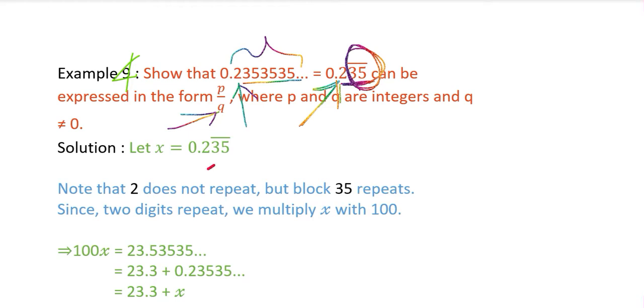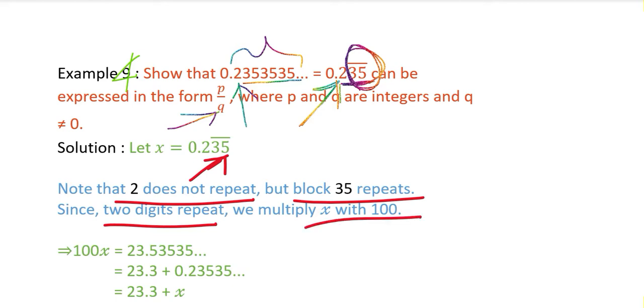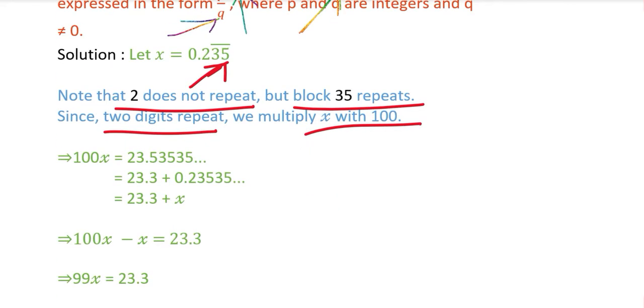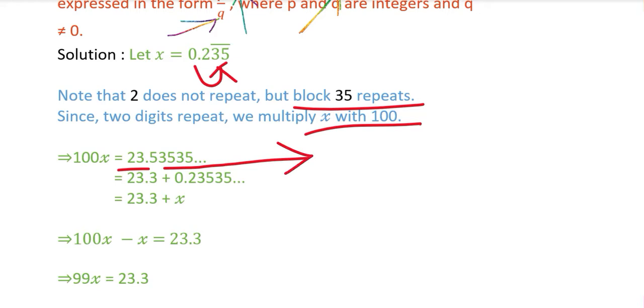Again, how many here? 2 is not repeating, but the block 35 repeats. How many digits do we have which is repeating? 2 digits, right? 2 digits are getting repeated, 3 and 5. So we multiply with 100. So when we multiply with 100, what do we get? This decimal here shall shift 2 digits, so it will become 23.5, right? So 23.5 and then 35, 35, 35 and so on. As many 35 you want to write.